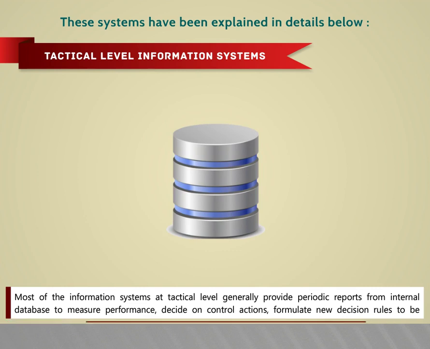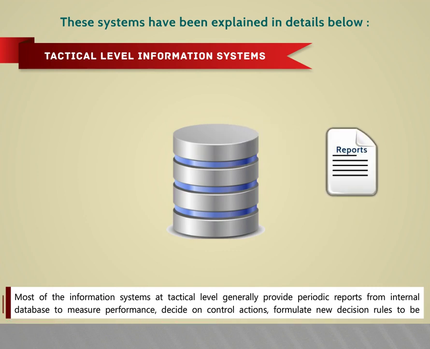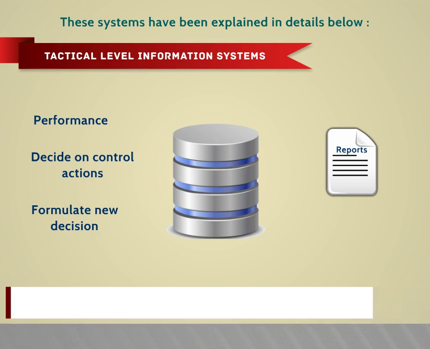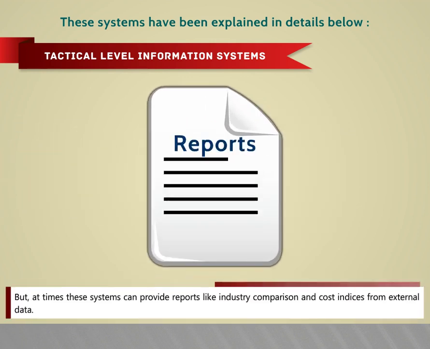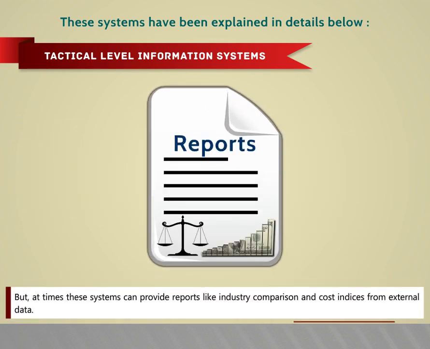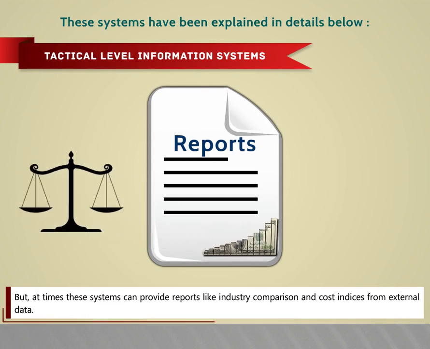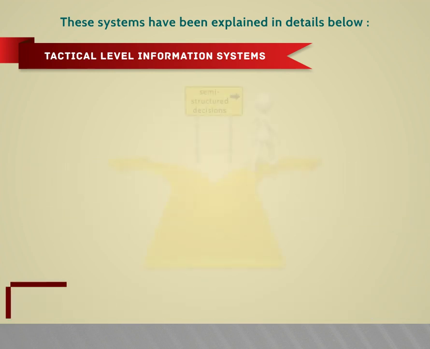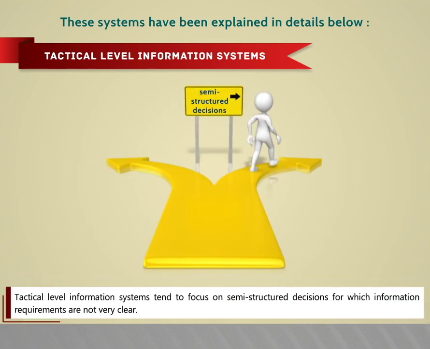Most of the information systems at tactical level generally provide periodic reports from internal databases to measure performance, decide on control actions, formulate new decision rules to be applied by operational managers, and allocate resources. But at times, these systems can provide reports like industry comparison and cost indices from external data. Tactical level information systems tend to focus on semi-structured decisions for which information requirements are not very clear.